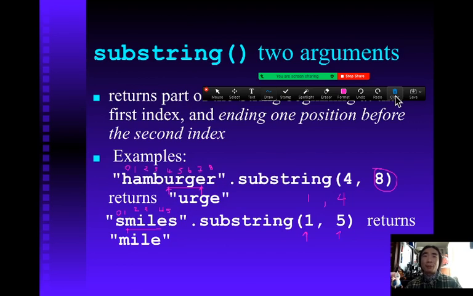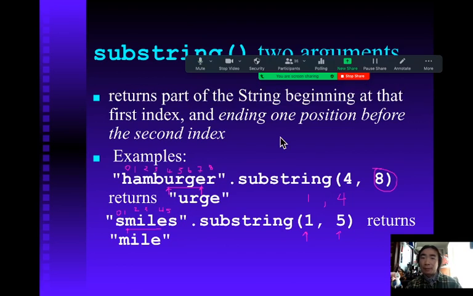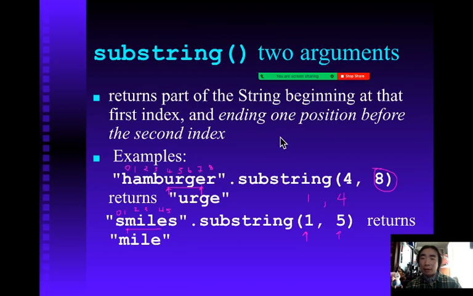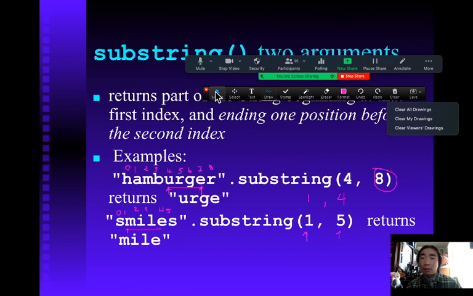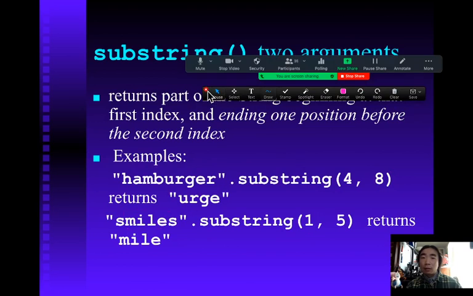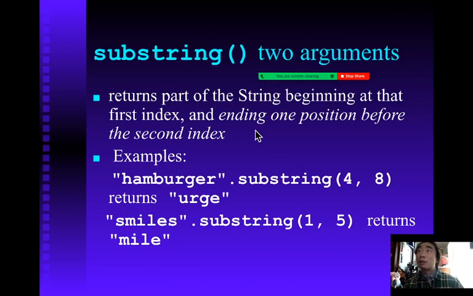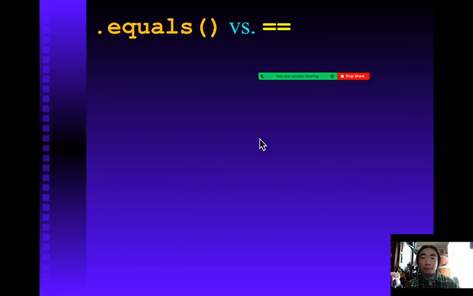Cool. I'll leave this up for a little while longer for you to stare at while the numbers are annotated. Inclusive of the start, exclusive of the second index, the stop. Clear my annotations. Double check the time. Doing okay. All right. Comparisons.